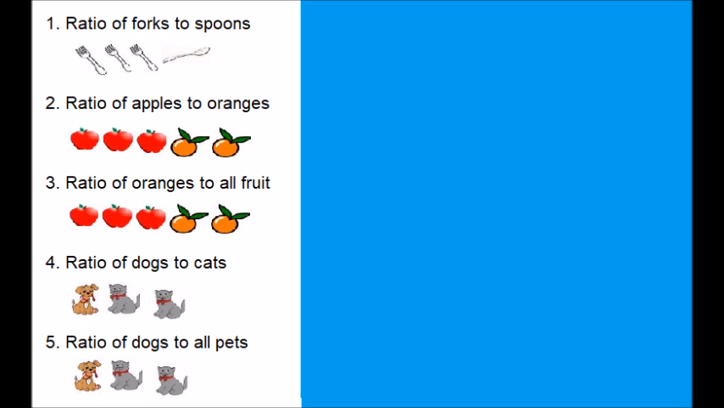First, if we have a group of utensils and we want to write a ratio of forks to spoons, we can write it as 3 colon 1, 3 to 1, or 3 over 1. The ratio of apples to oranges in this case is going to be 3 apples to 2 oranges.